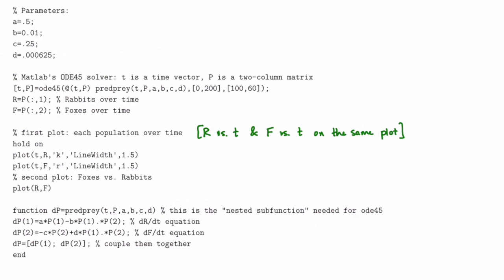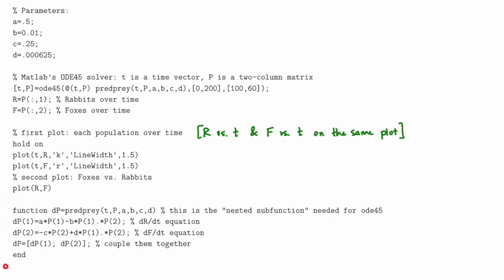And then the second plot will be foxes versus rabbits. So we'll plot those two vectors. We'll plot R like the vector of independent measurements and F like the vector of dependent measurements. So we'll treat foxes like Y and rabbits like X, which is going to give us a curve. It's going to take shape showing how those populations change with respect to each other. So this will be like a curve parametrized by time. It will be R of T, comma, F of T. We'll be able to describe that better when we actually have the plot in front of us.